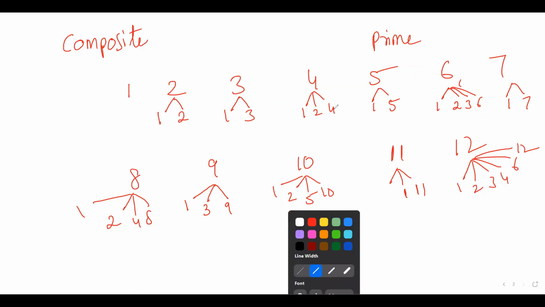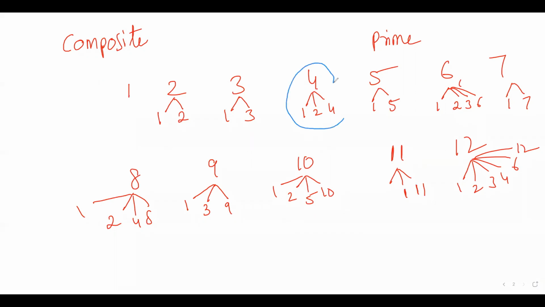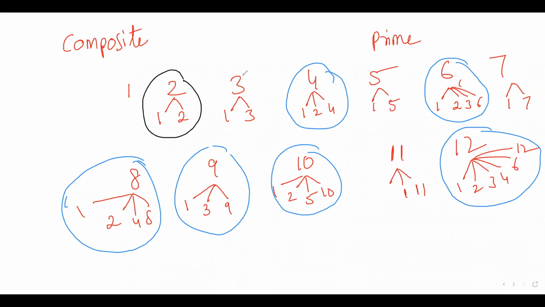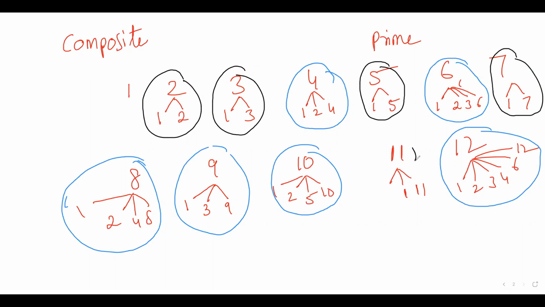So the numbers which have more than 2 factors are called composite numbers. All these numbers have more than 2 factors and such numbers are called composite numbers. And the remaining numbers which have only 2 factors, such numbers are called what? Prime numbers.